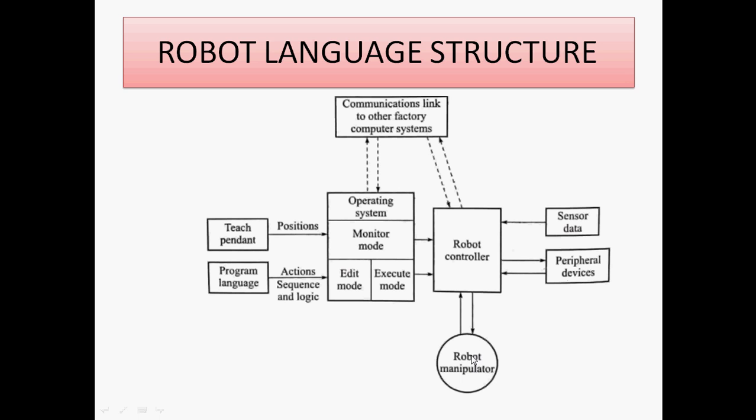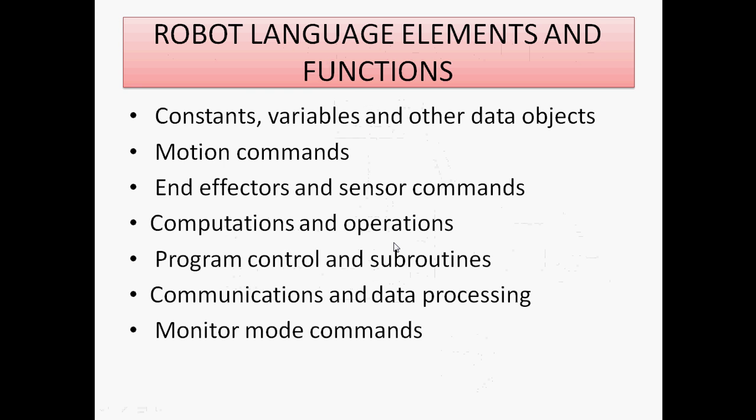After that we can take the benefit of that, and we are taking the feedback to the robot controller. If it is necessary to change any type of program, we can make the changes in the programs and then carry out the actions in a suitable manner. So this is about the robot language structure.